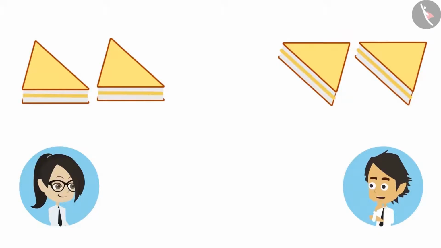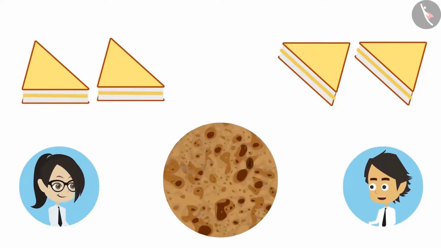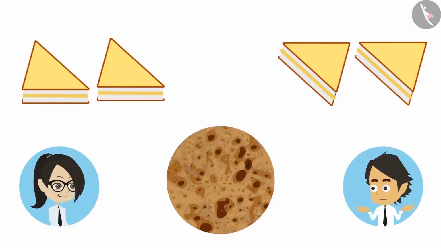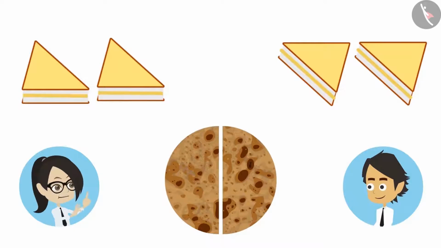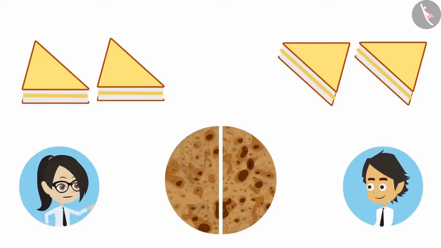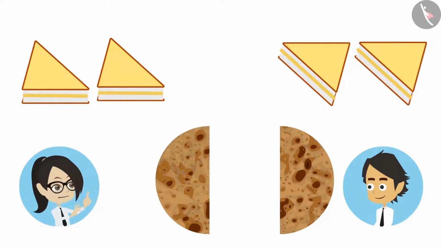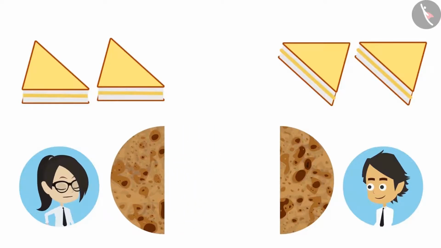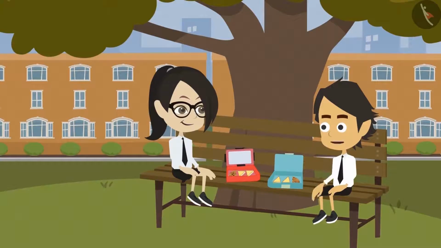But we could count the sandwiches and find the number of halves. But I have only one paratha. How will we divide it into two halves? This is very easy. We will cut it from the middle. Now look, we made 2 equal halves of one paratha. Now you eat one part and I will eat one part. This means objects can be counted and divided to make a half.